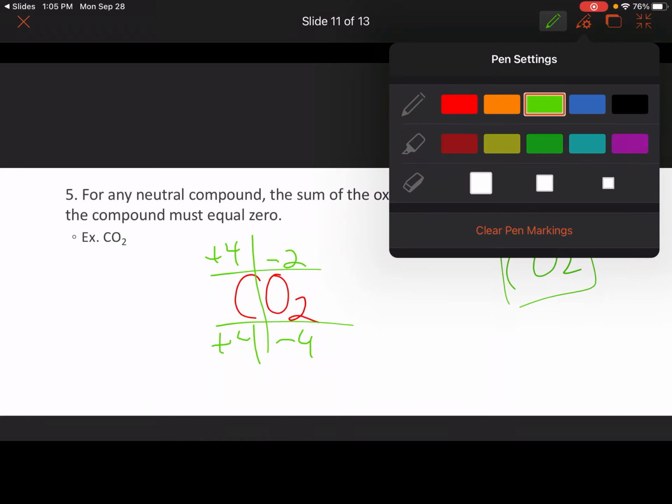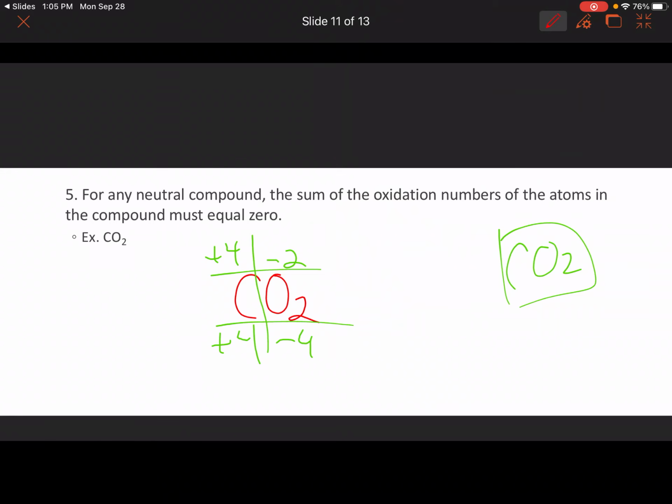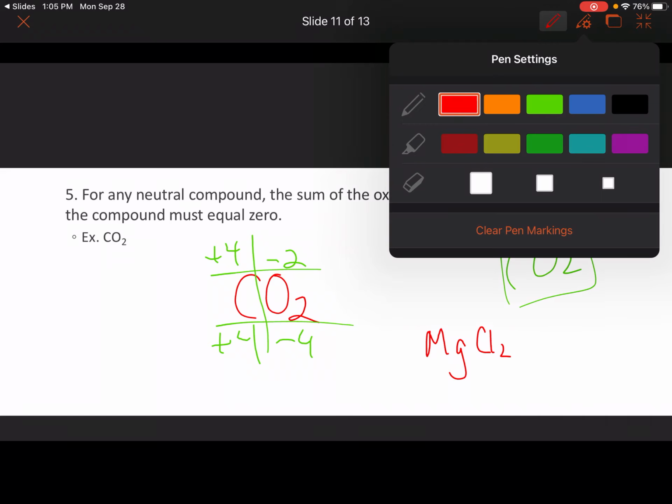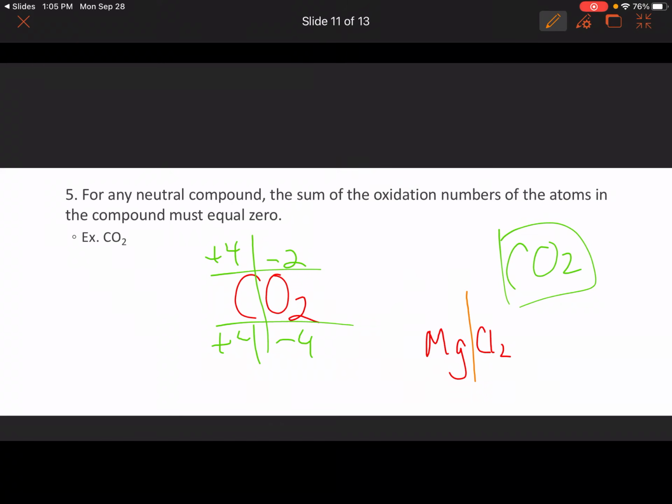Let's do another example of that. Let's do magnesium chloride. Looking at that one, if we separate it here, chlorine is usually going to be equal to its ionic charge. So chlorine we know is -1, and I've got 2 of them. So I've got -2 coming from the chlorine, which means I have to have +2 from the magnesium. There's only 1 of them, so the oxidation number of the magnesium is going to be +2.